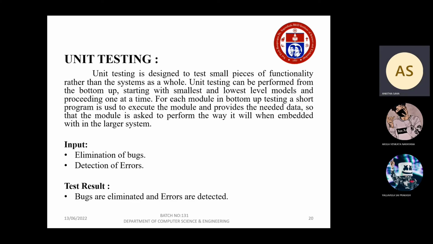So unit testing. What do you mean by unit testing? Unit testing is designed to test small pieces of the functionality rather than the system as a whole. So it is used to test those small pieces of the functionality. Unit testing can be performed from the bottom, starting with the smallest and lowest level modules and proceeding one at a time. So here the input is elimination of bugs and detection of errors, and the test result is that bugs are eliminated and errors are detected.